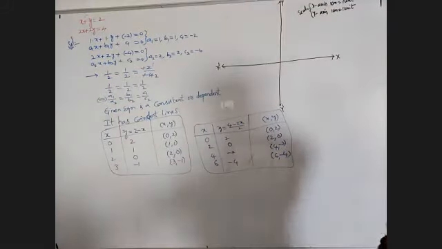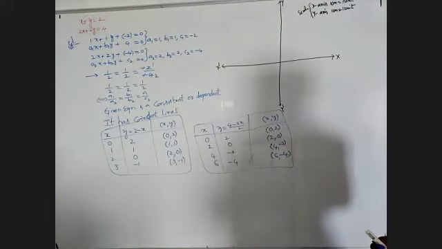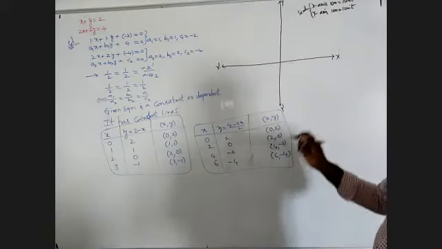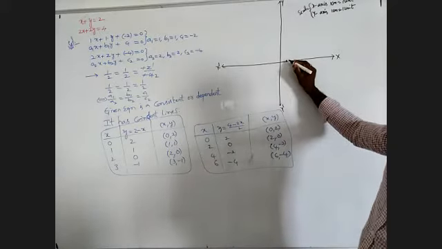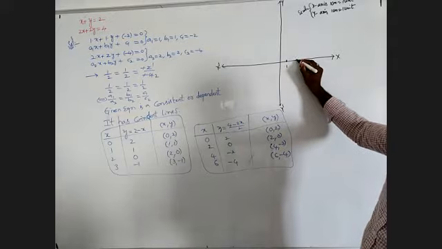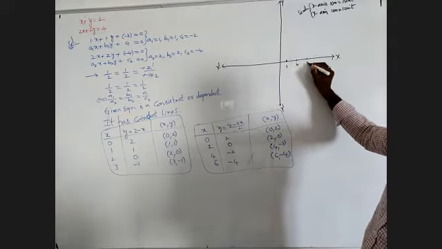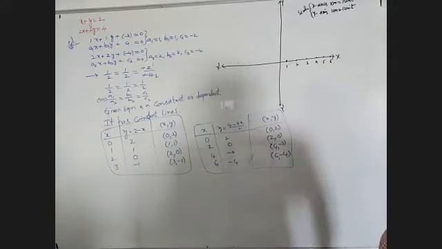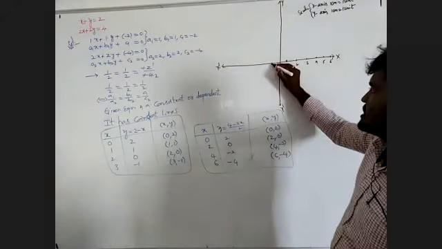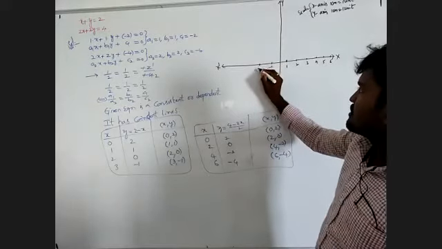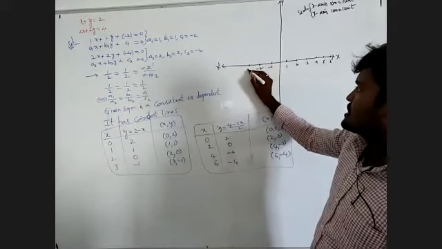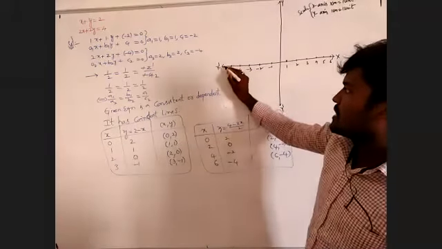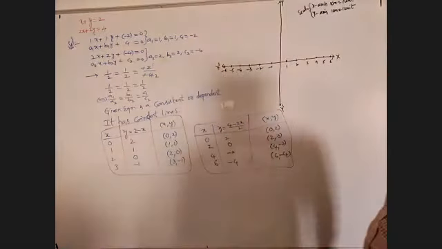I have to plot. So first I have to take the x-axis points. This is 1, this is 2, this is 3, this is 4, this is 5, this is 6. After that I have to take this is minus 1, this is minus 2, this is minus 3, this is minus 4, this is minus 5. After that, this is minus 6.